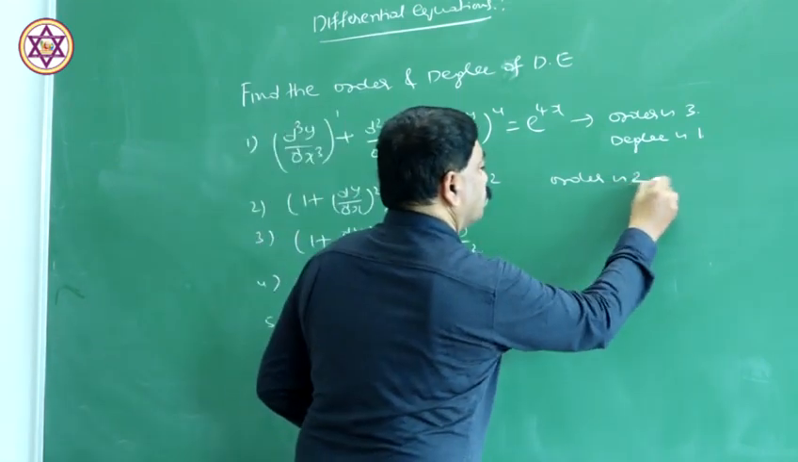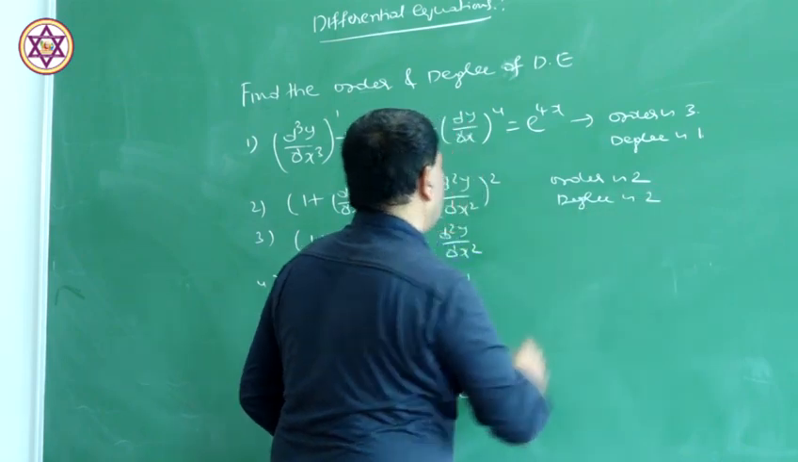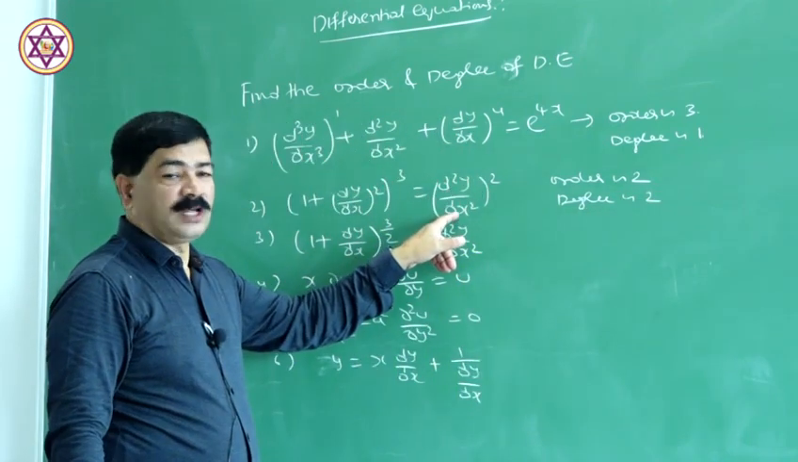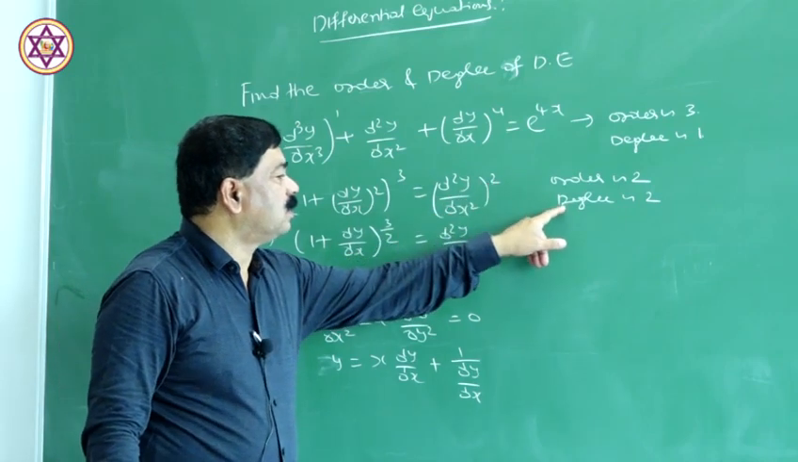Here order is 2, degree is 2, because the highest derivative is the second derivative. So order is 2, this whole square. So here degree is 2.